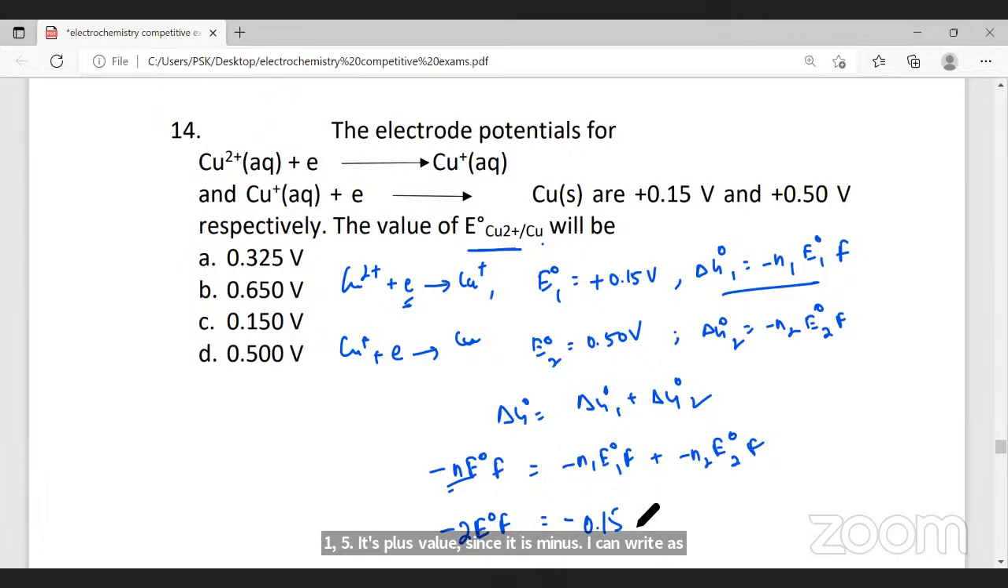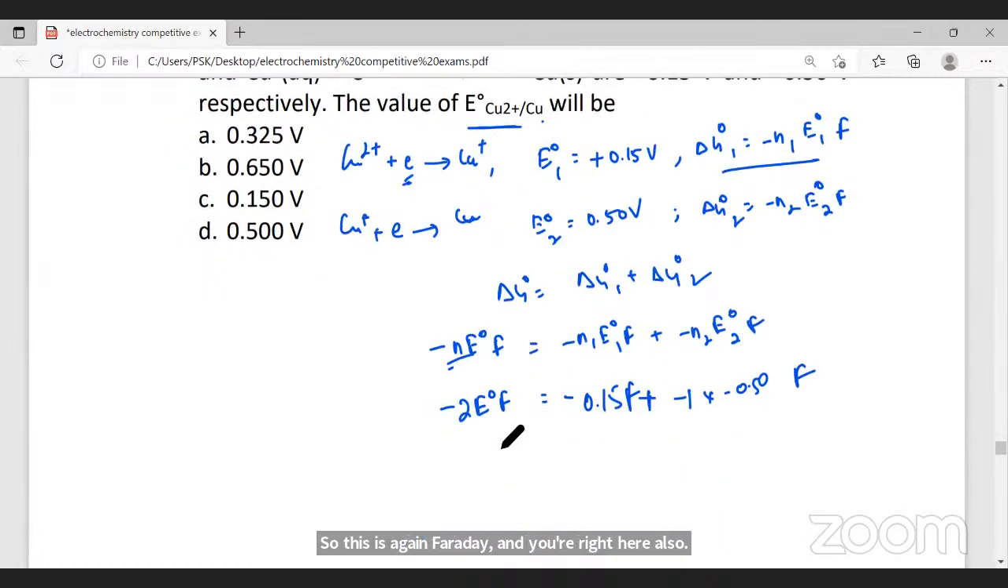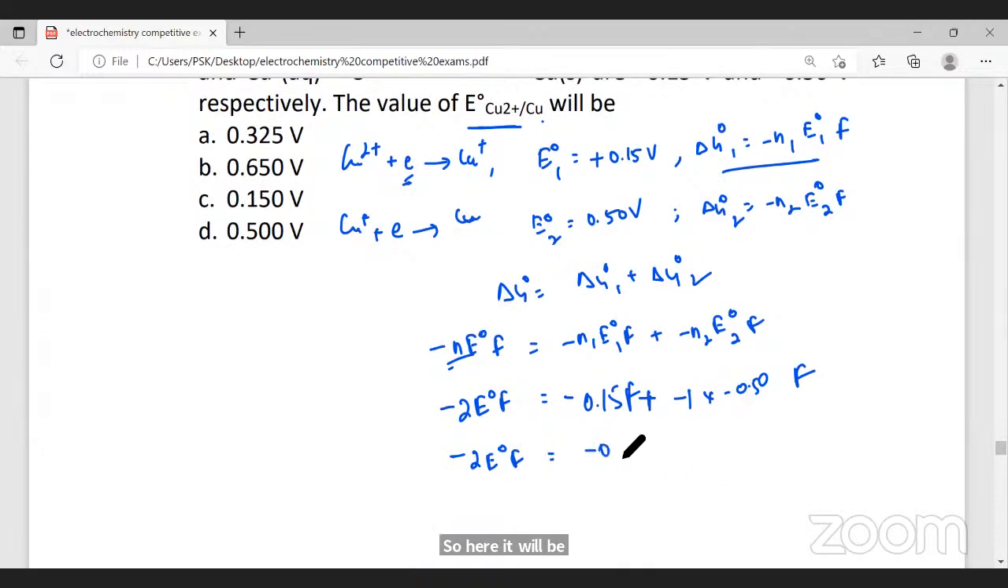Plus, here it is minus 1 again, E naught, they've given us 0.50. They've given us a plus value, so this becomes again minus of 0.50. This is again Faraday, and you have to write Faraday here also. F should be included. So on simplification, minus 2 E naught F is equal to minus 0.15 Faraday minus 0.50 Faraday.